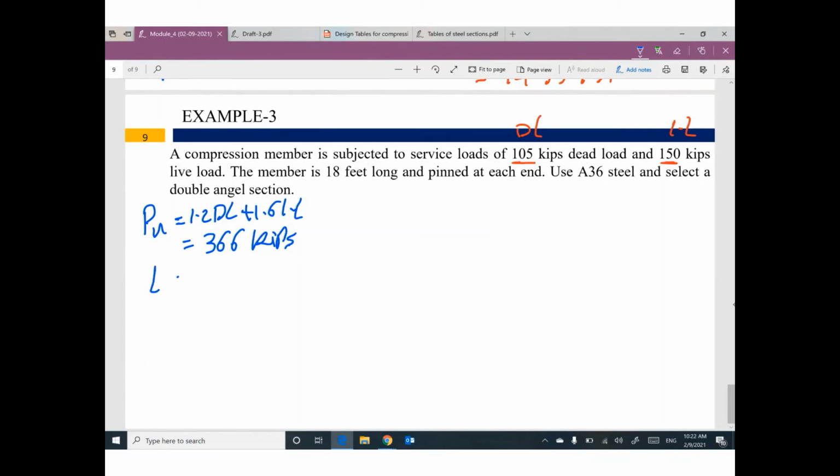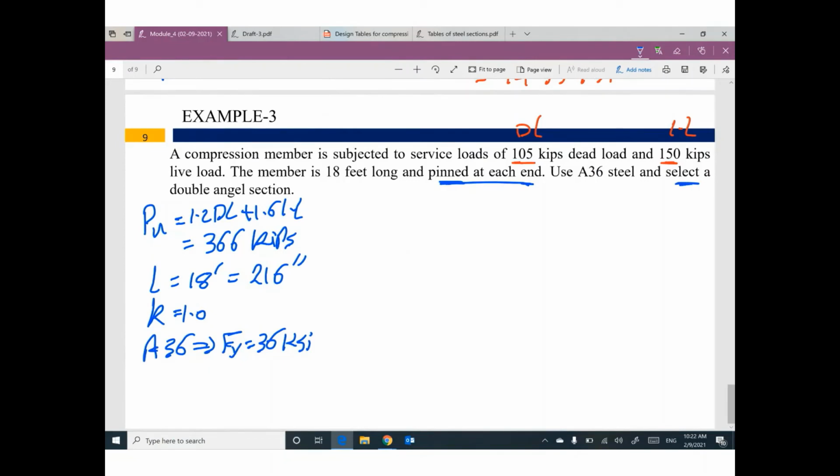The length of this member is 18 feet. I'm going to convert it to inch, step by step. 216 inch. And it is bent at each end, so K equals 1. And the steel is A36, so F yield is 36 KSI. Can you select a double angle section? This example is actual design. Can you select a double angle section?